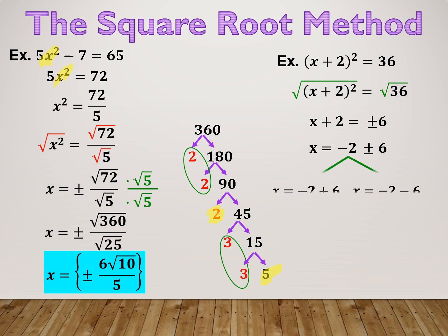So what we're going to do now is simplify this. I'm going to do negative 2 plus 6, and then I'm going to do negative 2 minus 6. So I get 4 and negative 8. And there's my two solutions. Notice that I'm always writing my answers in solution set notation. You always want to use proper format. All right, so let's move on to factoring.